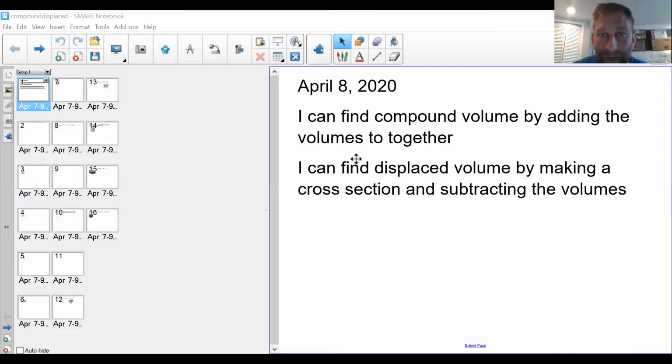So remember, volume is the amount of space that something takes up. So if I want to find out how much space this entire thing takes up, I'm going to have to find the amount of space that the bottom, the rectangular prism, makes up. I'm going to have to find the amount of space that the half cylinder takes up, and the amount of space that the entire thing takes up would be the rectangular prism plus the half cylinder. So that's why it's compound volume, volume of multiple shapes. To find that, we are adding the volumes together.